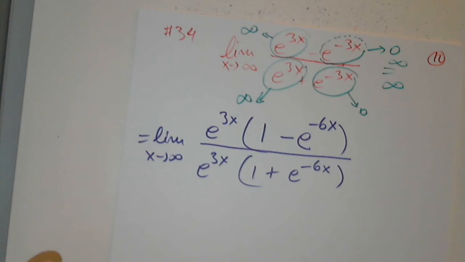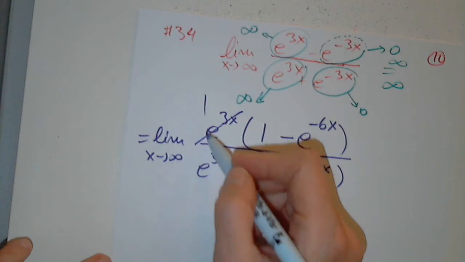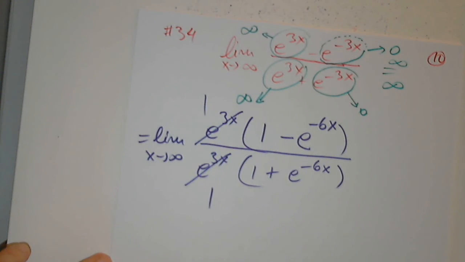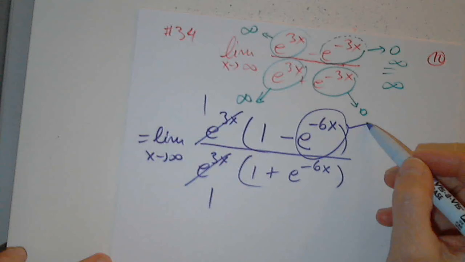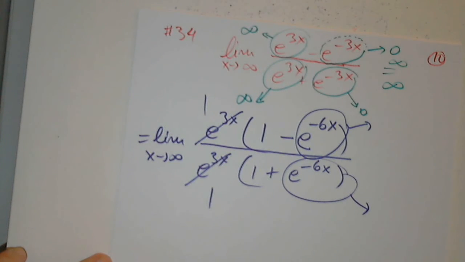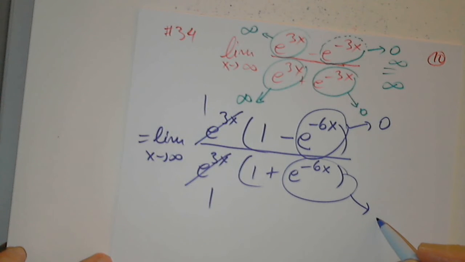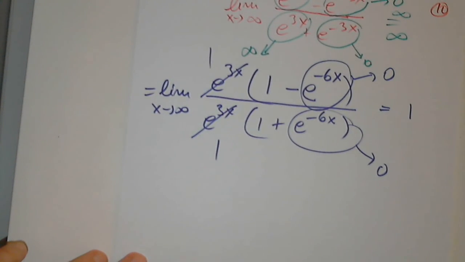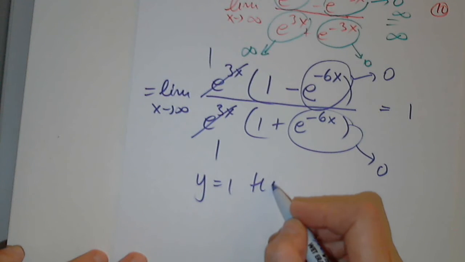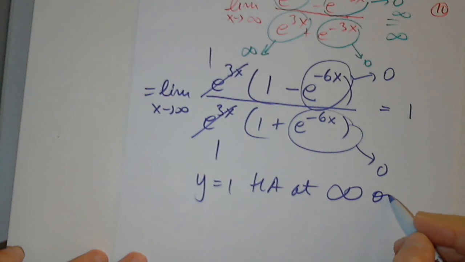What do you think we're going to do next? Where does this go? Go to 0. Oh, good. And the answer is 1. 1 over 1. Do not disregard what is left in there. So this is y equals 1, horizontal asymptote at infinity only. This is what we checked.